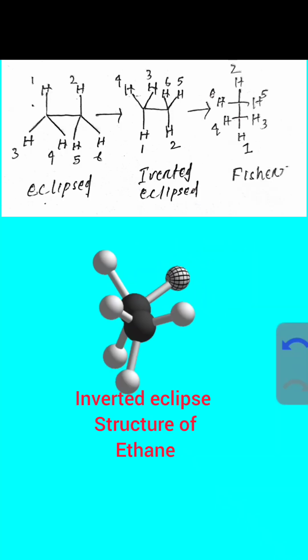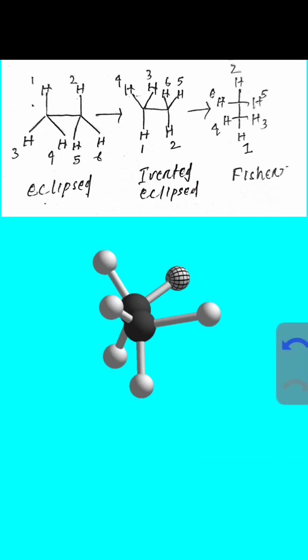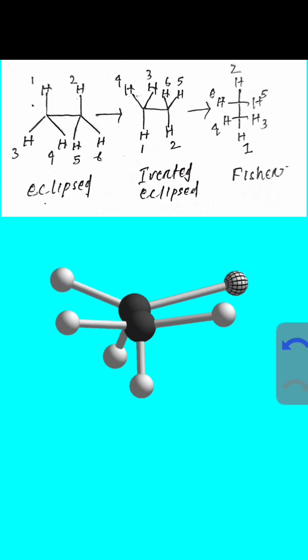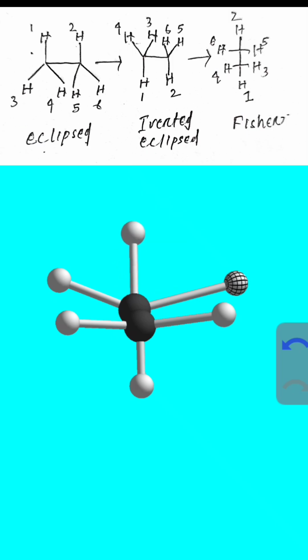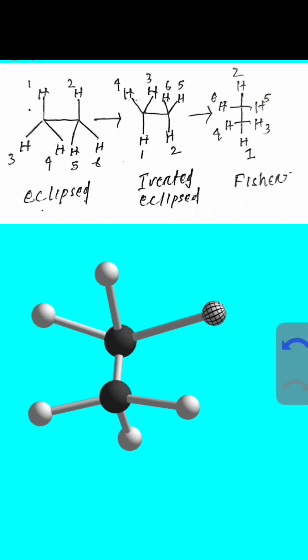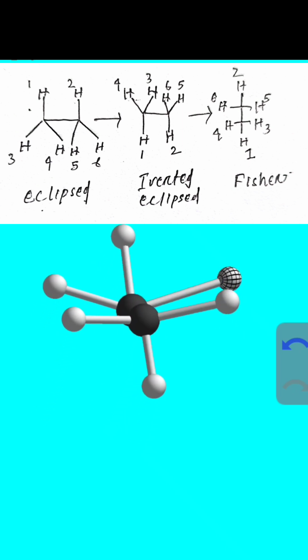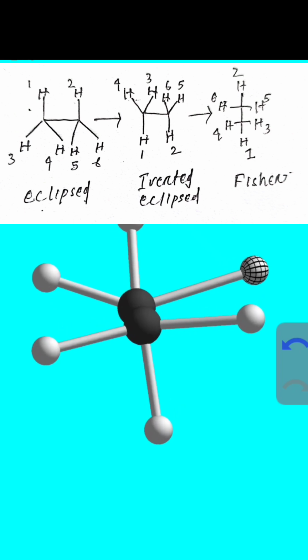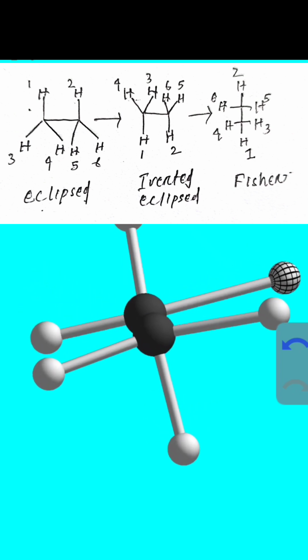Now we will discuss how to convert the eclipsed structure of ethane to the fischer structure of ethane. First of all, we have to convert the eclipsed structure of ethane to the inverted eclipsed structure of ethane. In order to find the inverted eclipsed structure, we have to rotate the hydrogen and carbon bonds around the carbon-carbon bond by 180 degrees.